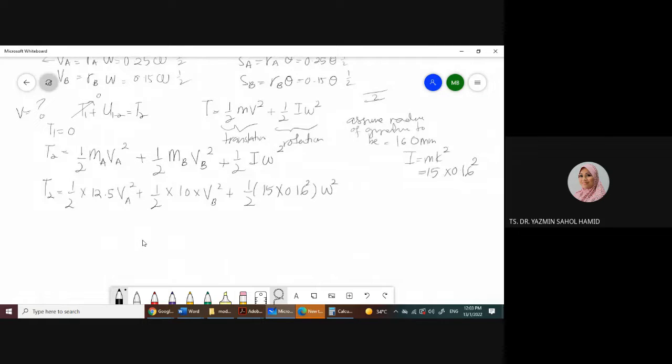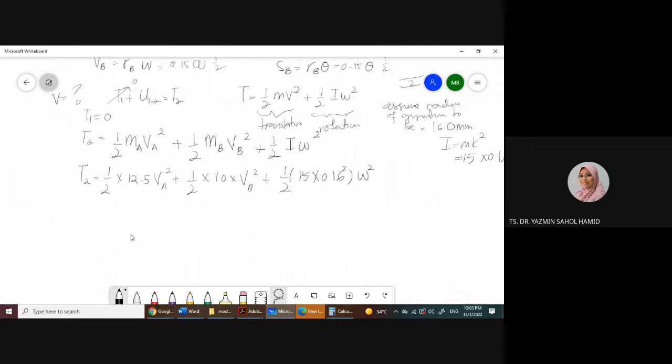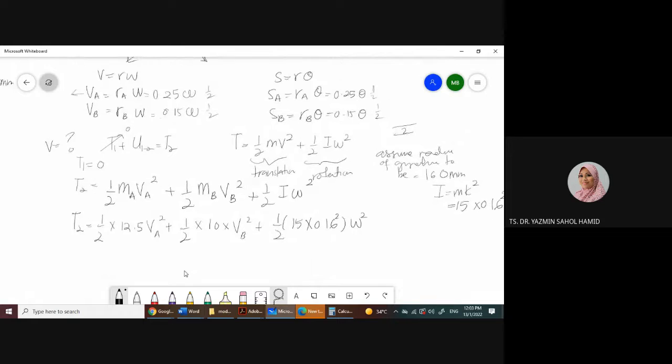Okay, now. Untuk soalan ni, dia nak determine the velocity. Soalan ni dia minta determine velocity at the ground. Velocity before it strike the ground. So dia nak dapatkan V lah. Okay. So ni adalah formula T kita ya.